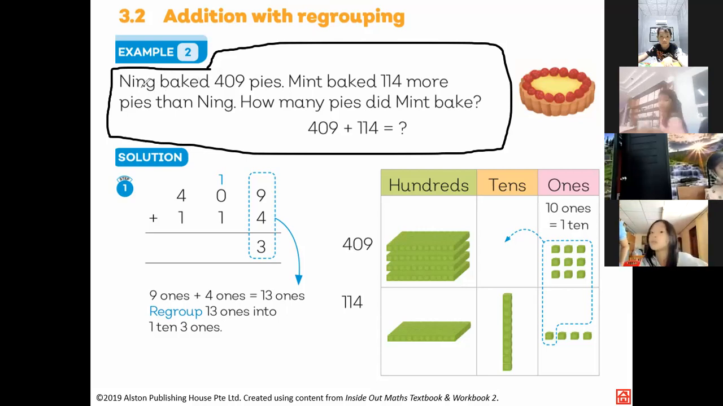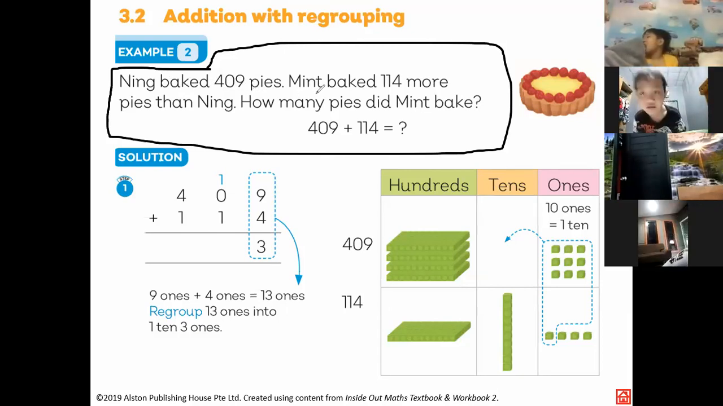Ning baked 409 pies. Mint baked 114 more pies than Ning. How many pies did Mint bake? Okay, very good.